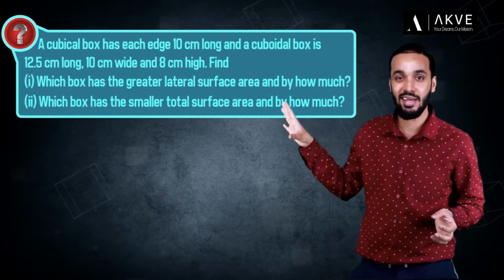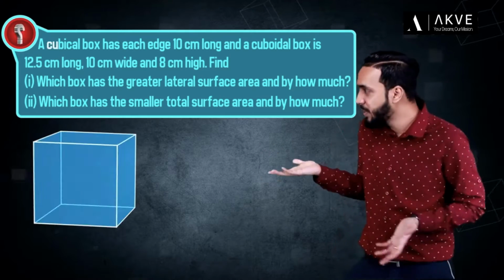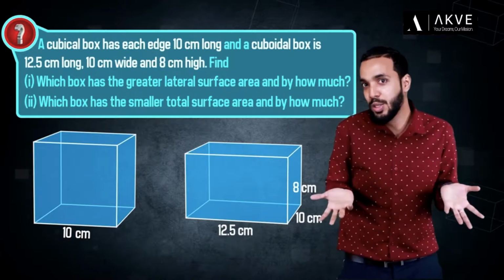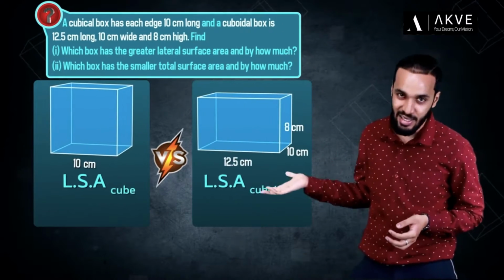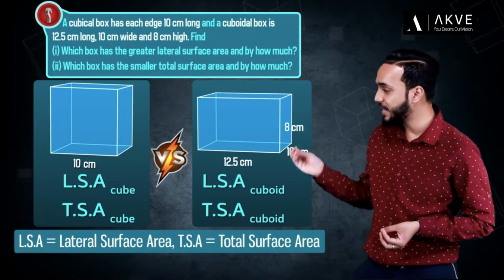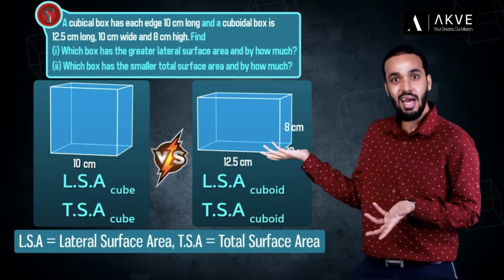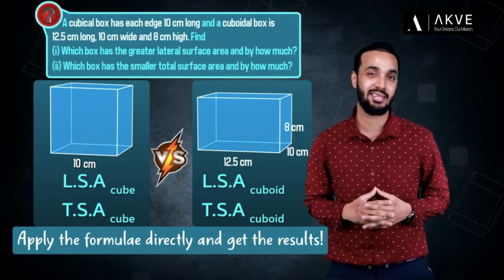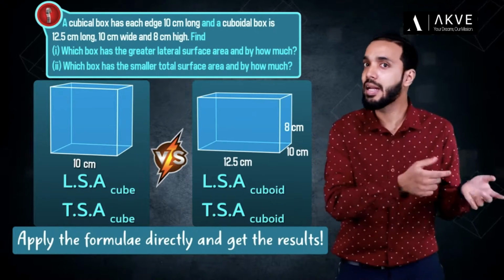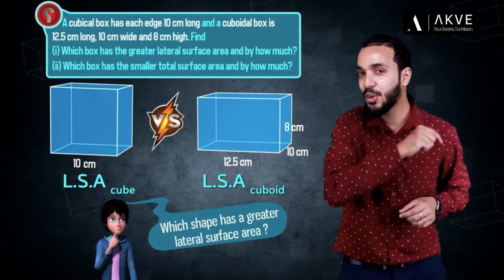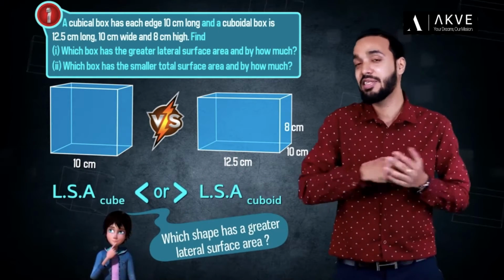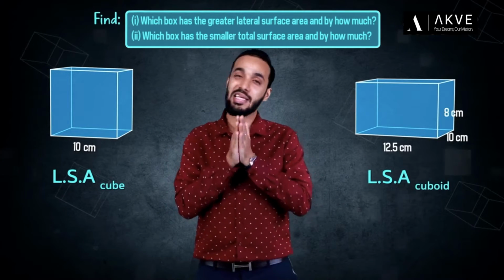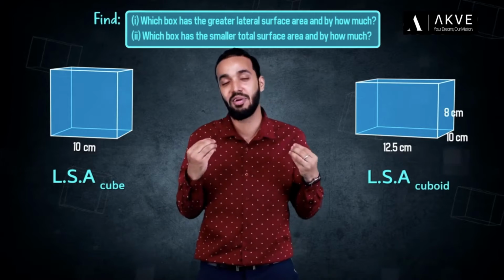Isn't this super easy? The question tells us that there's a cubical box and a cuboidal box of the following measurements, and all we need to do is compare their lateral surface areas and also their total surface areas. How difficult is that? Not at all. We can apply the formula directly and get the results. But before we even get into calculations, which shape do you think has a greater lateral surface area? This cube or this cuboid? Keep your answers ready and we will see if they match our calculation.